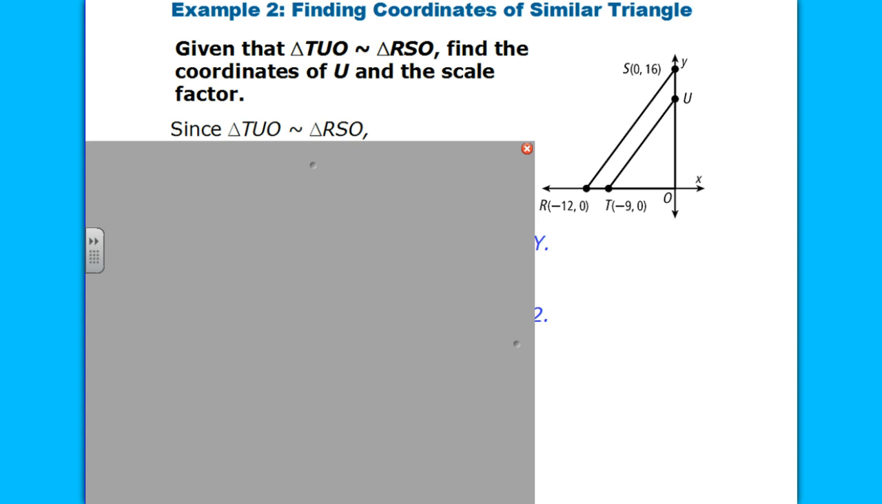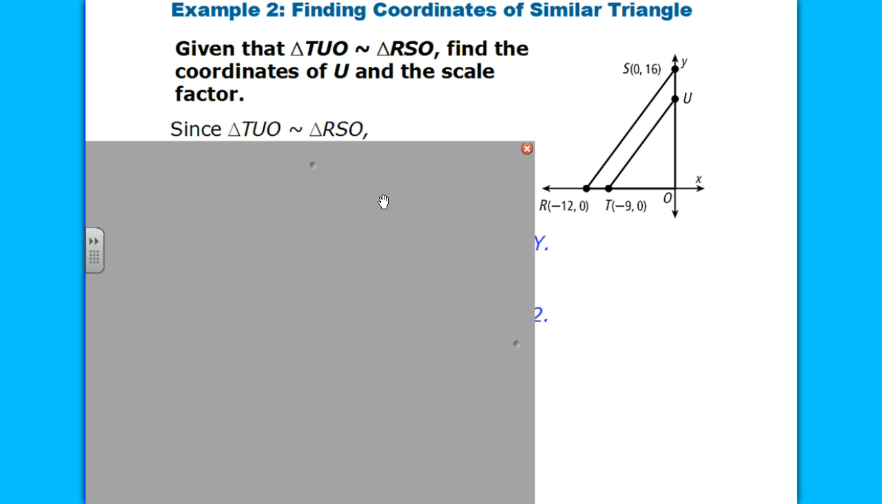The second way you're going to use this today is to find coordinates of similar triangles. So we are told here that triangle TUO, I always like to go trace that when we get that, right? TUO is similar to triangle RSO. Oh, do you even see an S? Oh yeah, this is S here. No, this is S, see? They actually labeled it correctly. The Y is the axis here. So RSO, okay?